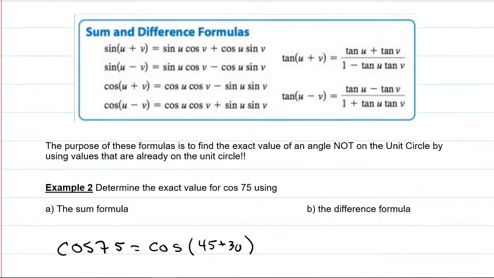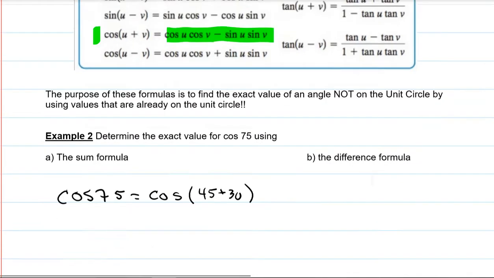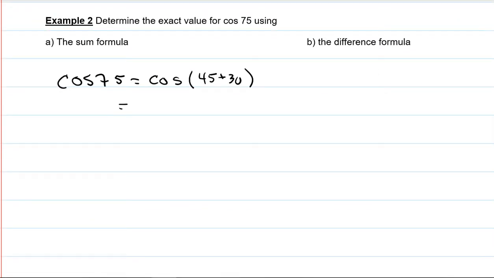Now notice the cosine formula for adding is going to be cos cos minus sine sine. So we're going to drop all that in. So we have the cosine of 45, the cosine of 30, minus the sine of the U, which is 45, and the sine of the V, which is 30. So cos cos, sine sine. And then we're just applying stuff from our unit circle. So take your time, check yourself before you wreck yourself.